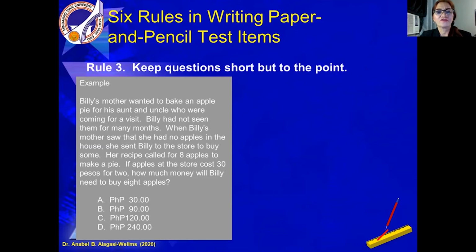Her recipe called for 8 apples to make a pie. If apples at the store cost 30 pesos for 2, how much money will Billy need to buy 8 apples? A, 30 pesos, B, 90 pesos, C, 120 pesos, and D, 240 pesos.